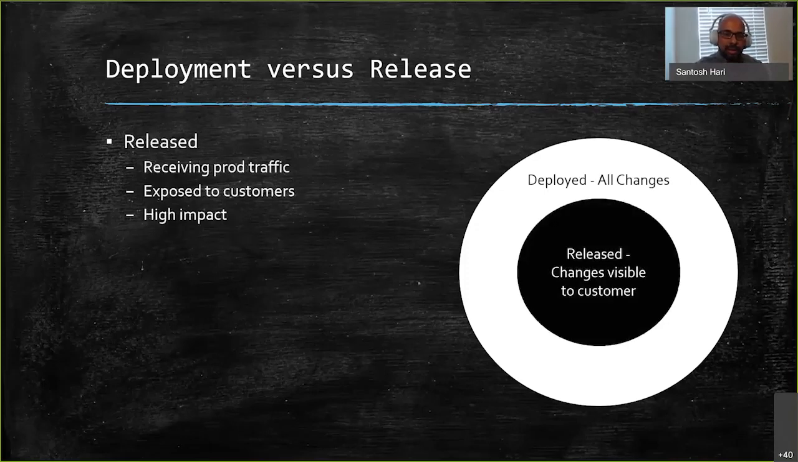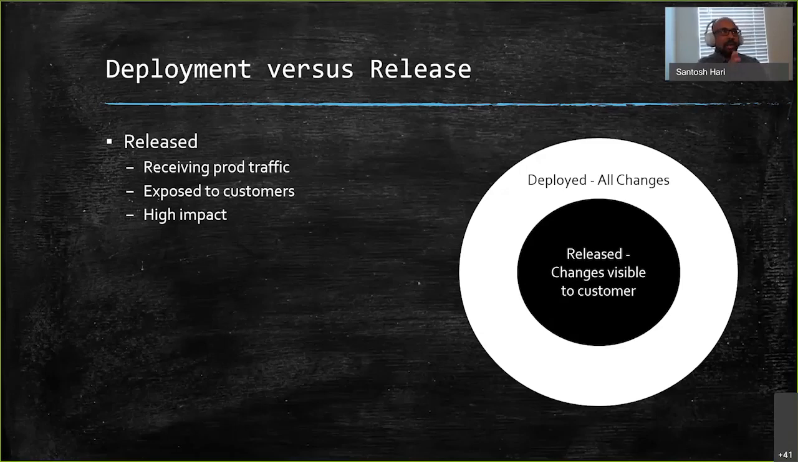Release. So you saw that deployment in the previous section was all changes, and you can see it's kind of concentric circles. So the release is only the changes that are visible to the customer. So I'm trying to say that you can deploy a lot of your code and you can make only a certain part of it visible to the customer.